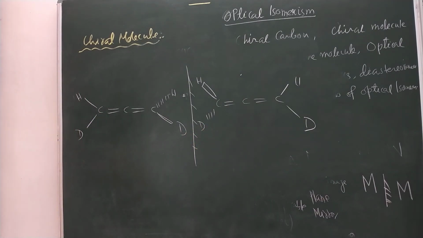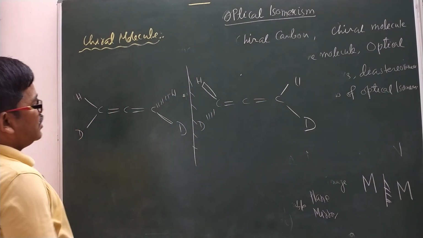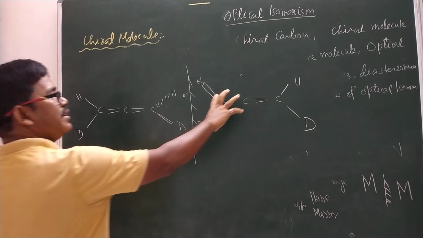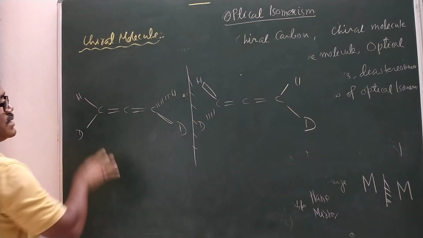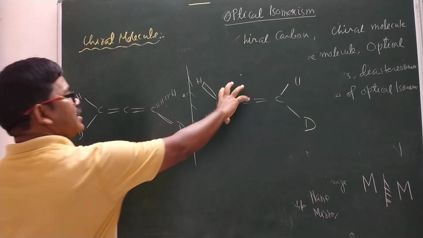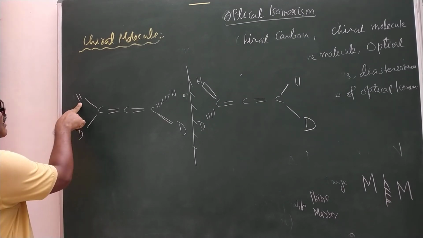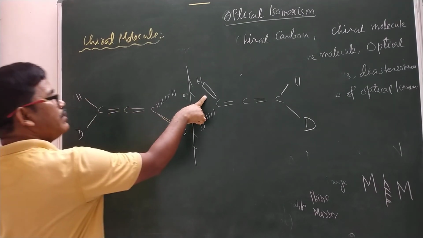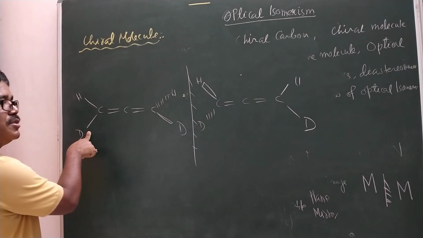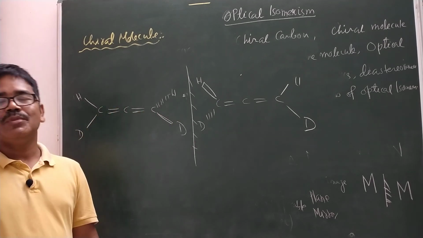Now, if I want to take this molecule and try to paste it on the object, is it superimposable? If I take this and try to paste on this, is it superimposable? No. If I take this and try to superimpose here, it looks different. This hydrogen is on the plane, but this hydrogen is above the plane. This deuterium is below the plane, but this deuterium is on the plane. Therefore, they are not superimposable mirror images.